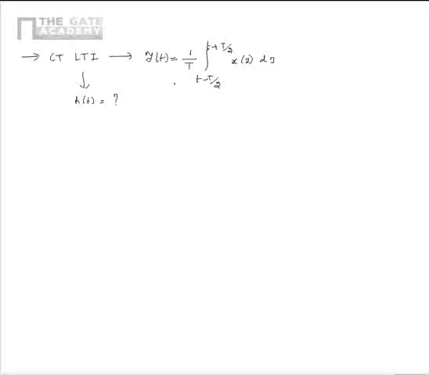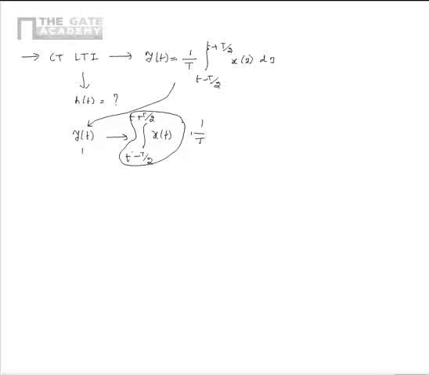We see that for the given LTI system, y of t at any instant t is obtained by integrating x of t over the range of minus T by 2 to plus T by 2 about t. Also please note that this integration is weighted by 1 by T.